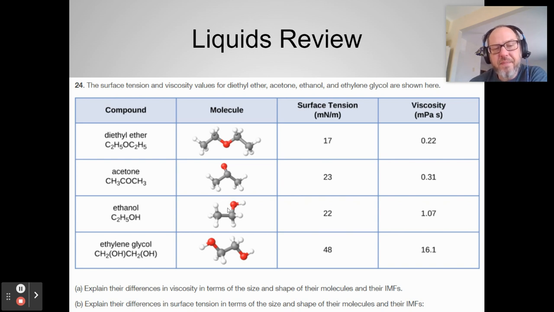But then you look at ethanol. Ethanol has a hydrogen bonding ability, right? And ethylene glycol has two, because it has two hydroxyls on the end of it, right? So it has two spots for hydrogen bonding, whereas ethanol only has one. So ethylene glycol would have a much higher attraction for other ethylene glycol molecules than ethanol would have for other ethanol molecules, right? And so the surface tension is increased between ethanol and ethylene glycol, and the viscosity is increased as well, right? And so this makes sense, right?